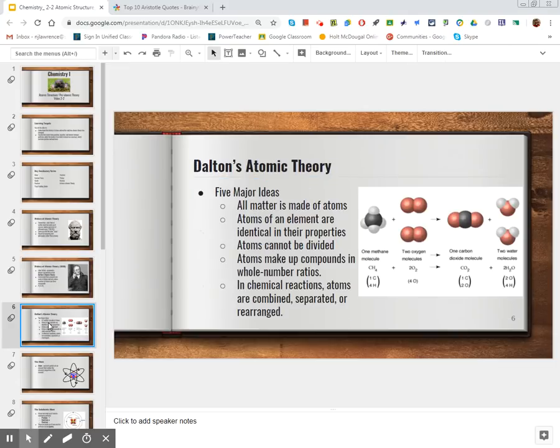So there were 5 things specifically that Dalton said to us about atomic theory. And these 5 major ideas are still mostly true today, even though they have slightly changed. At least one of them has slightly changed and became a better explanation. So his 5 ideas were that all matter is made up of atoms.